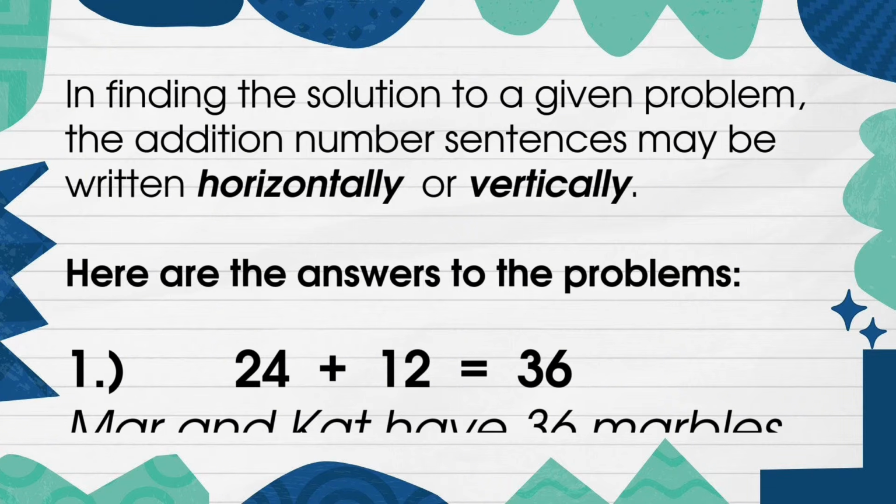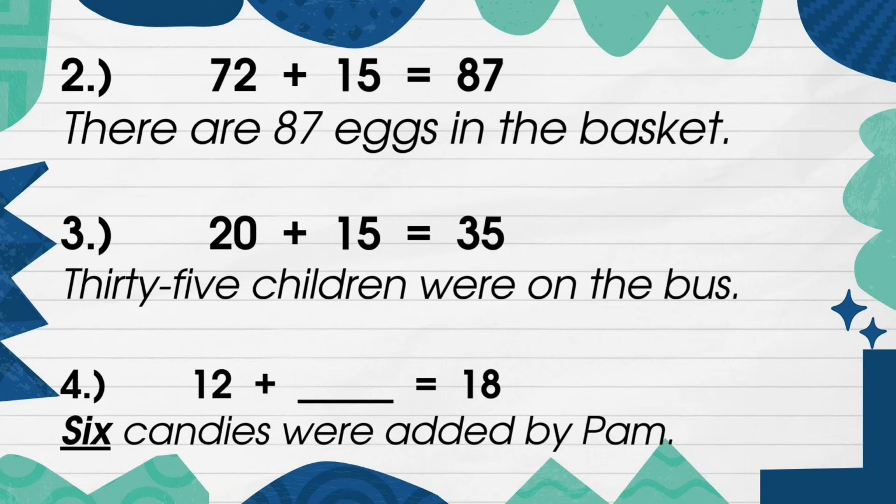Number 1, 24 plus 12 equals 36. Mar and Kat have 36 marbles. On the problem number 2, 72 plus 15 equals 87. There are 87 eggs in the basket.